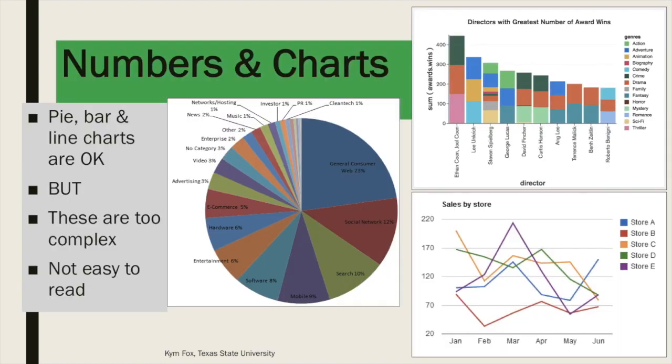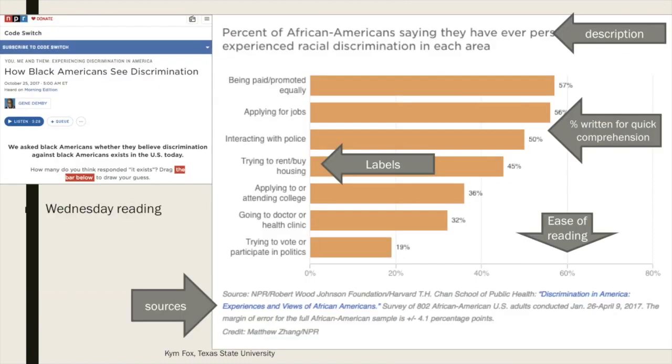So numbers and charts, we love numbers to see them in this quick way, but we can do it poorly, right? So pie charts, bar charts, line charts can be effective, but these are way too complex. I mean, if you've got to have this many slices to a pie and you can't quickly determine what it is, while this might be appropriate for even, say, a textbook or a different kind of report, it is not as helpful in our quick world of media consumption.